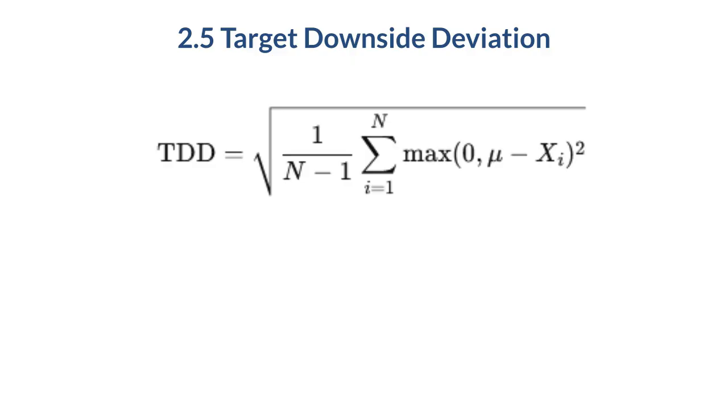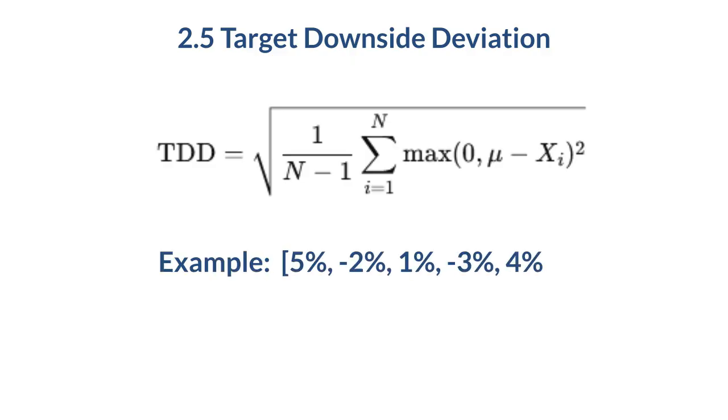Example, monthly returns for an investment over a 5-month period. Returns, x sub i: 5%, minus 2%, 1%, minus 3%, 4%. Target return, mu, 2%. Step 1. Determine the deviations from the target, 2%, for each data point. For each return, subtract the target return, 2%, and take the maximum of 0 and the result. This ensures that only returns below the target are considered. The results are summarized in the table below.